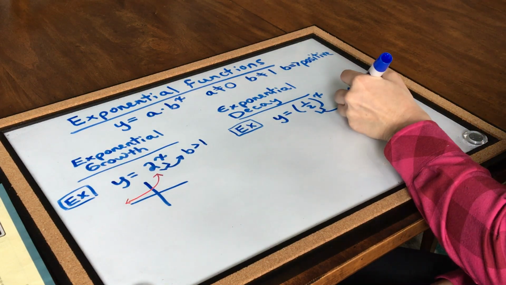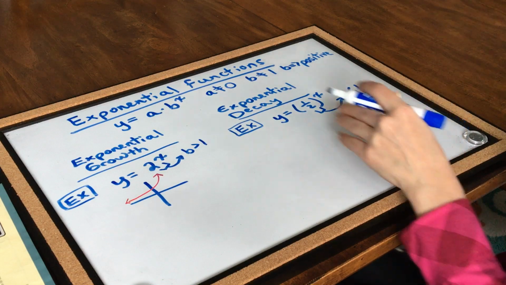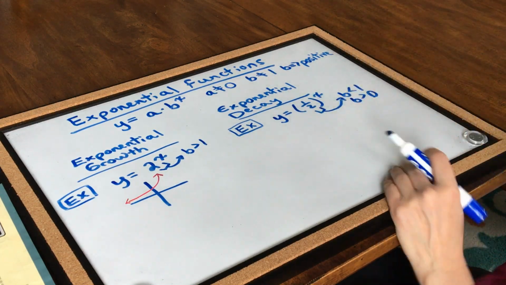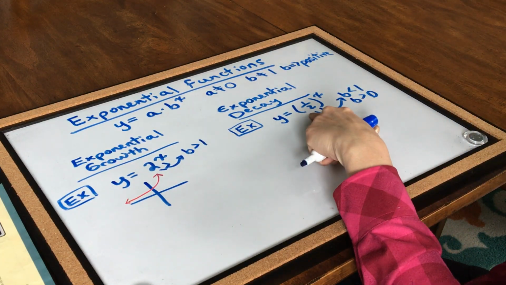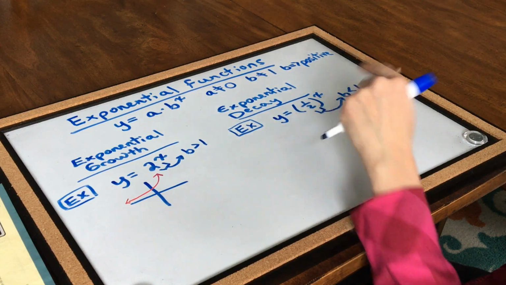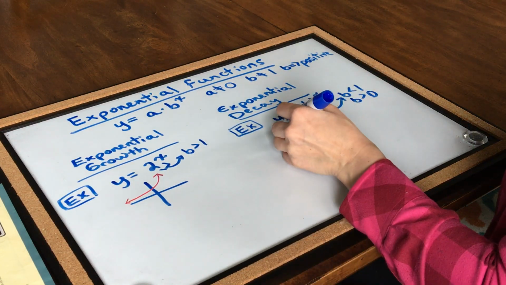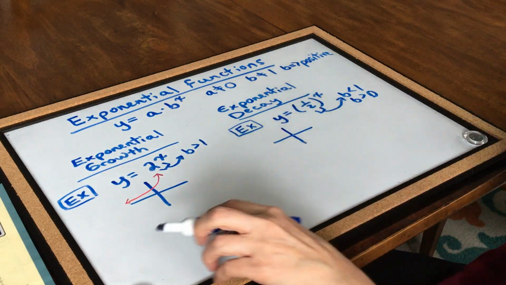Okay, so b is less than 1, but b is also greater than 0. So it's kind of in between. When my b is a fraction or a decimal that's less than 1, I get an exponential decay function. So let's take a look briefly at what those look like.